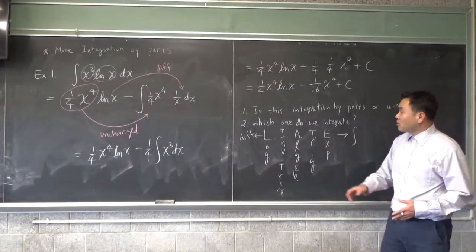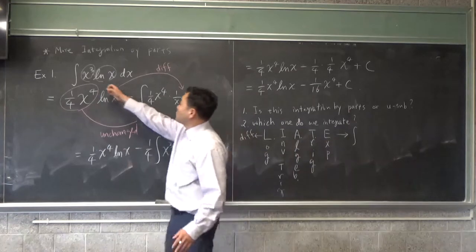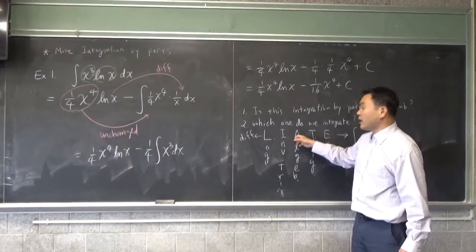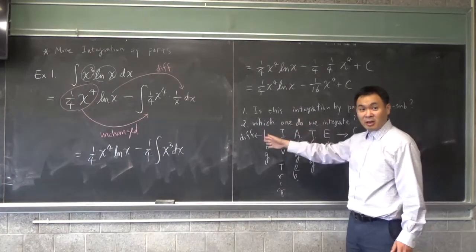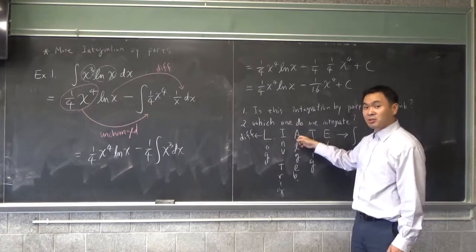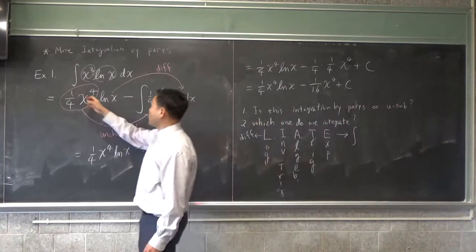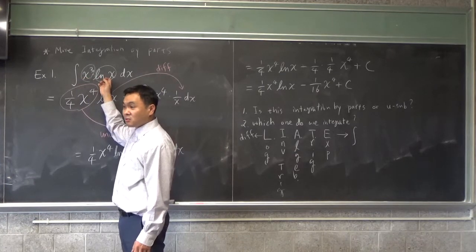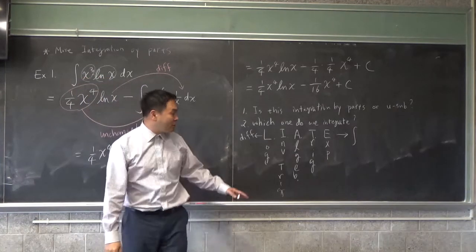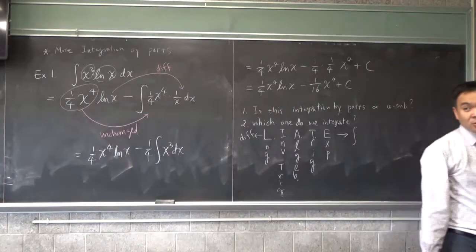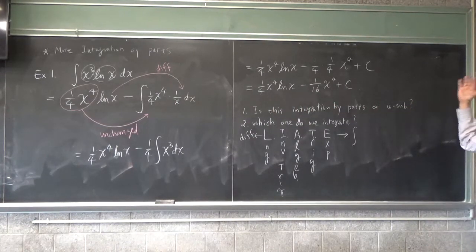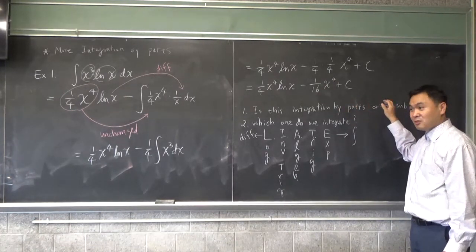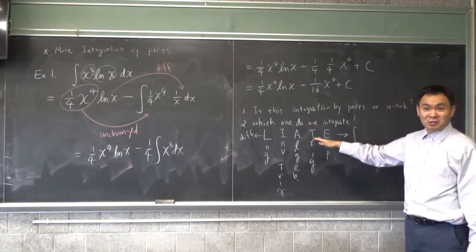So we see that ln of x is logarithmic, and x cubed is algebraic, and A is on the right side of the LIATE than the L. You see that A is the one that must be integrated. That's why we're integrating x cubed, and we're differentiating ln x. That's what's happening. So that's a very important thing to remember. So two questions must be settled for integration by parts. Is it integration by parts, or is it U sub? And which one should we integrate? Those are the two.